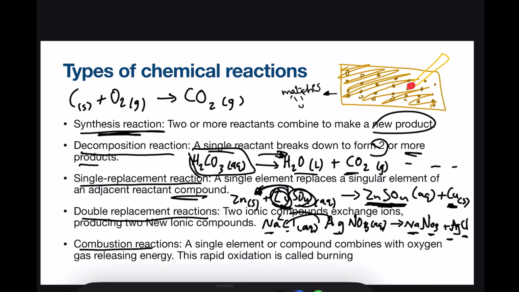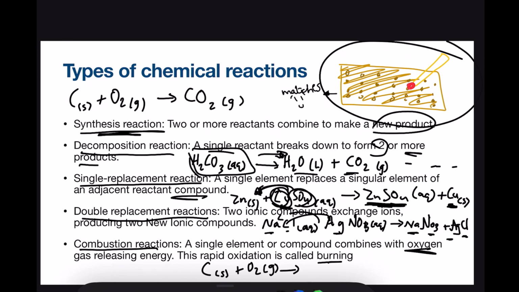The last one is combustion reactions. In combustion reactions, a single element or compound combines with oxygen gas, releasing energy, and this is called burning, like we can see in the match over here. So here, C, which is a solid, plus O2, which is a gas, combines with oxygen and makes gas releasing energy, which is CO2. And this is what we breathe.